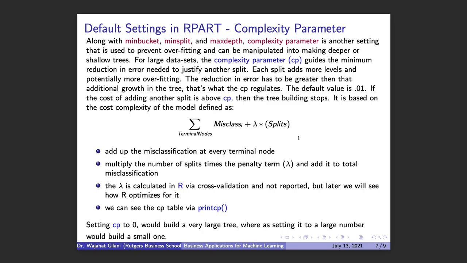The default value is 0.01, right? Why did it choose 0.01? There's a whole lot of math mumbo jumbo around it, but the way you can understand it is the smaller the CP value, the larger the depth of the tree. The larger that CP value, the smaller the tree.